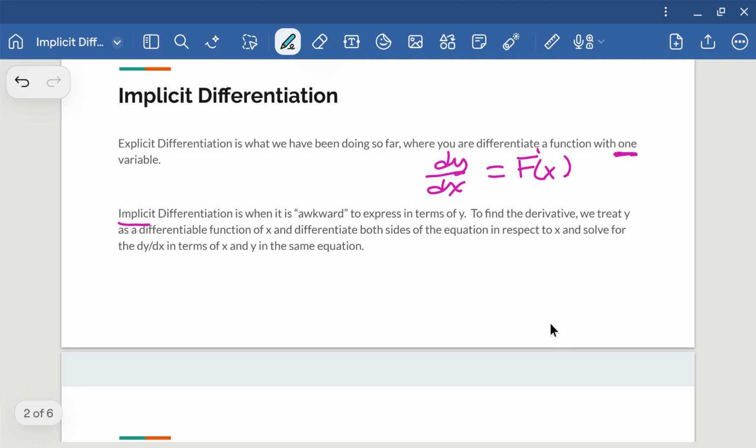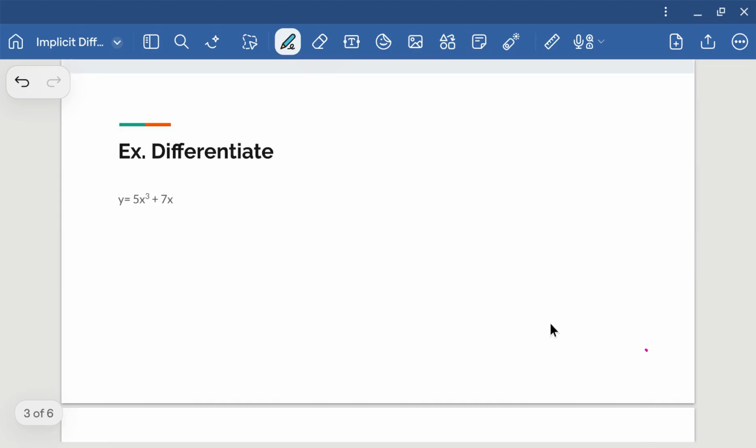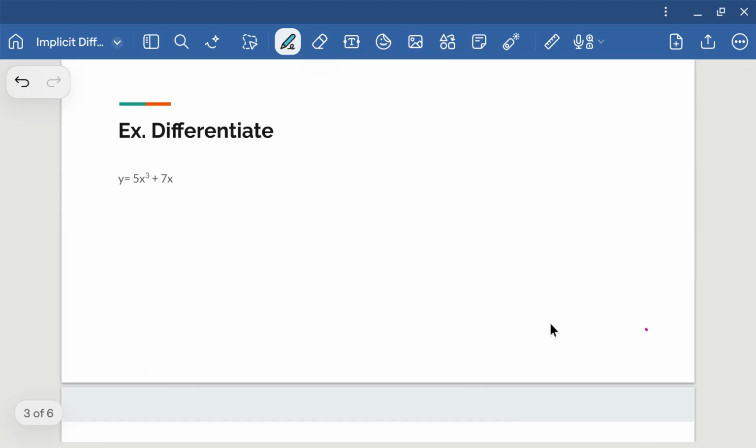Now, implicit differentiation is when we have a more complicated or awkward expression where we can't just find the derivative of one variable. So we have to treat it with both, and the plan is to get dy over dx by itself. So to begin with, it's just learning the notation. So we know we can differentiate this using our power rule.